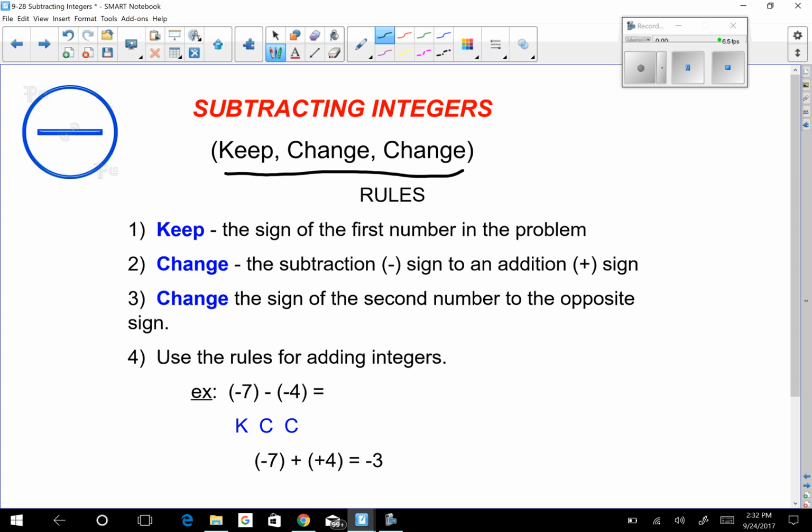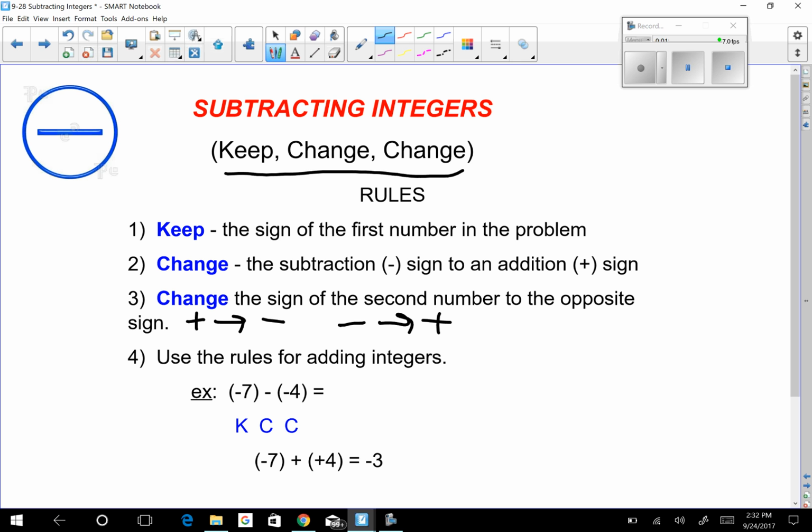And so what that means is the first thing you're going to do is keep the sign of the first number in the problem. So whatever the first number is, it just stays the same. The second step is to change the subtraction sign to an addition sign. The third step is to change the sign of the second number to the opposite sign. So if it was positive, it's now going to become negative, and if it was negative, it's now going to become positive. And then step 4, you're going to use the rules for adding integers.